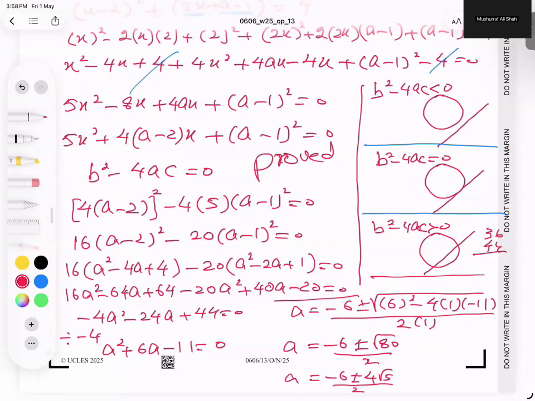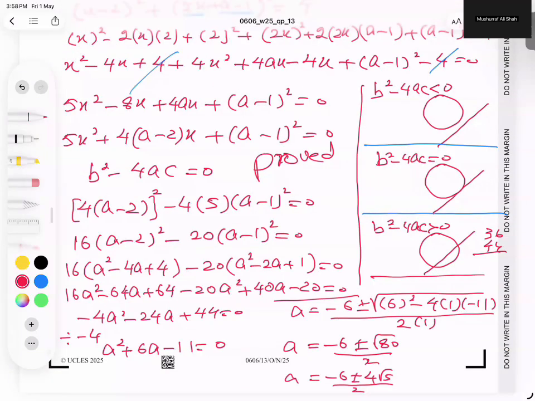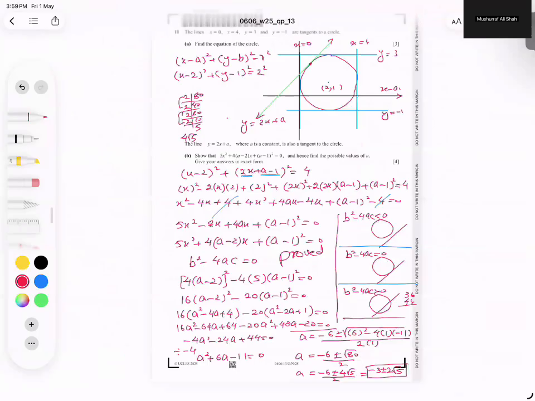Okay, students. And finally, he is asking for the possible values of A. So if you simplify, 2 cancels out, we got two answers, which I'm writing now finally. So negative 3 plus or minus, wait a minute, let me check. Yeah, 2 root 5. That's it. Because 2 is common and I cancel. I got two answers. I hope the concept of the question is very clear.